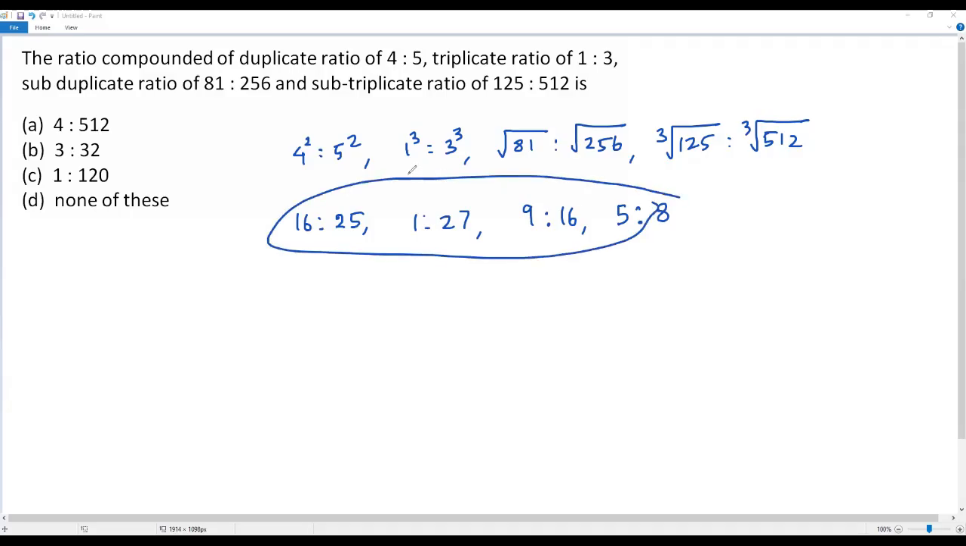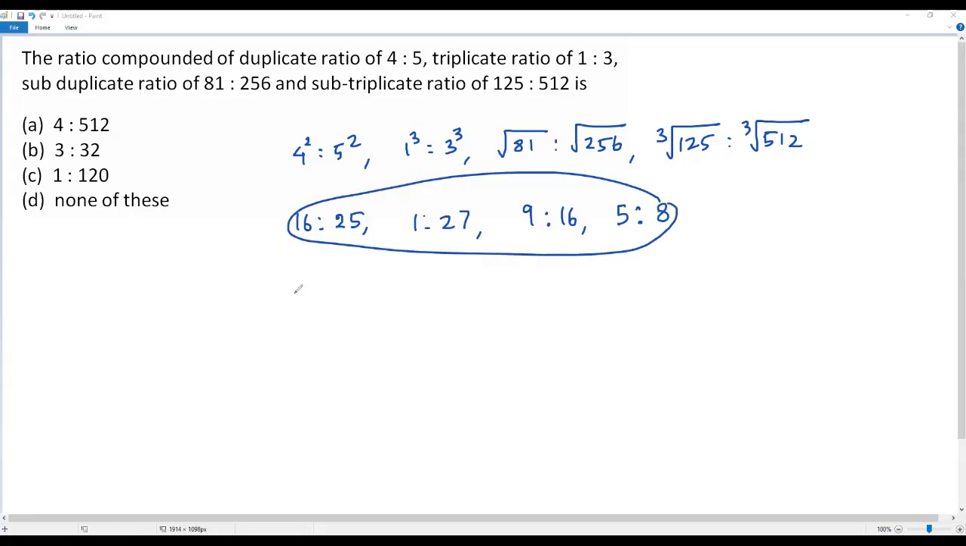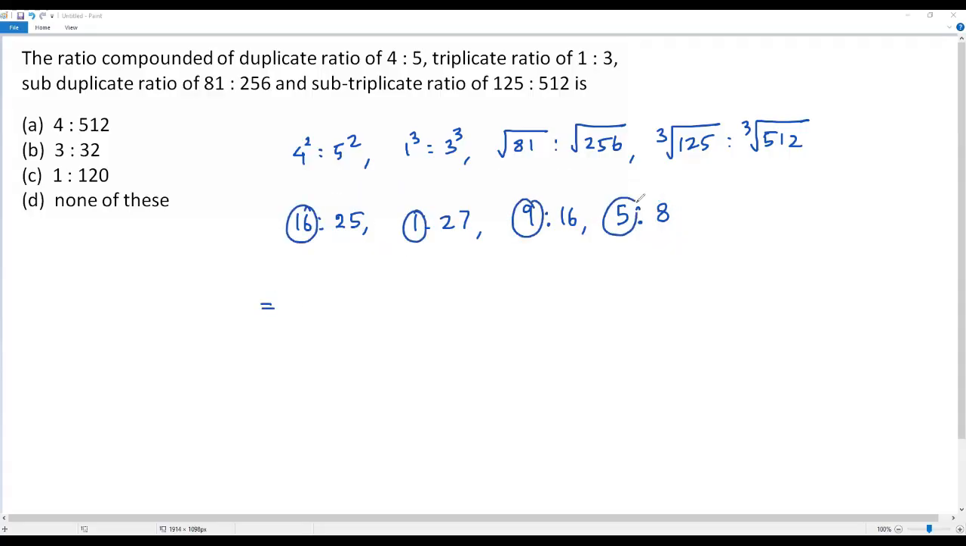Now to get the ratio component of these four ratios, first I have to multiply the first terms of all the four ratios. Then I'm getting 16 times 1 times 9 times 5. Now I have to multiply the second terms of all the four ratios and write the product in the denominator so that I can do simplification easily. So let me multiply the second terms, 25 times 27 times 16 times 8.